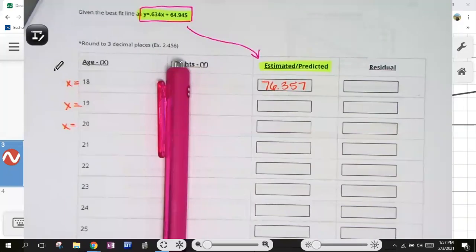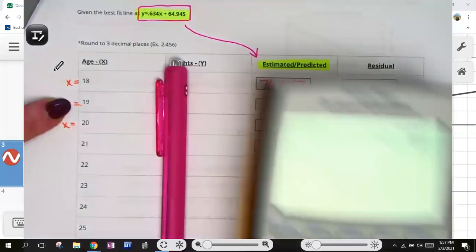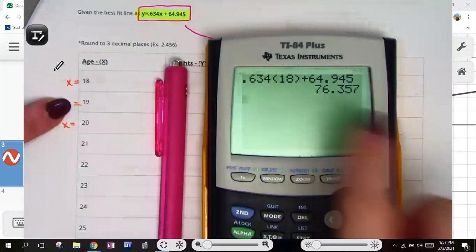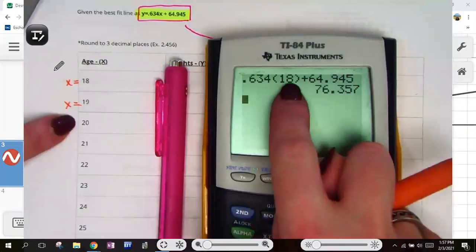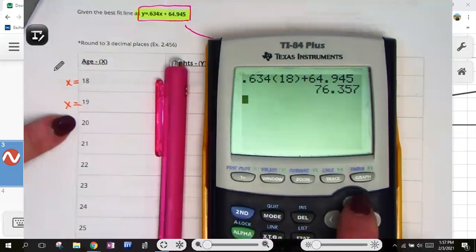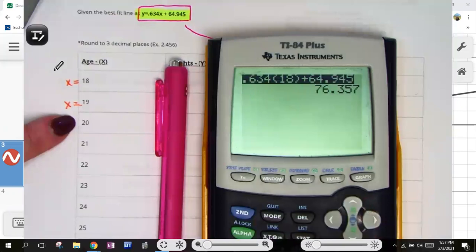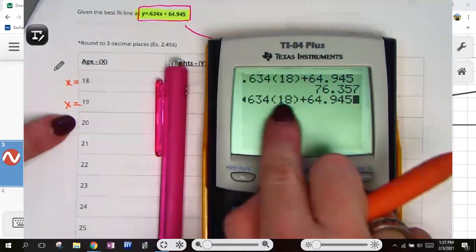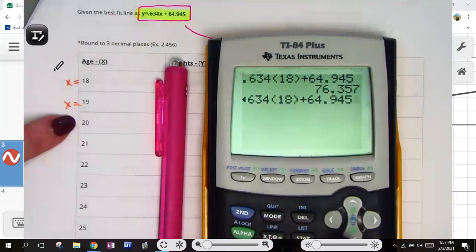Okay, now we have to do the exact same thing, but now I'm looking at a 19-year-old. So for this, the only thing I have to change is that to 19, right? A really easy way to do that is just to use this arrow over here on your calculator, go up and highlight it, hit enter. It rewrote that exact same equation for me, and I just have to arrow over and make that a 9.